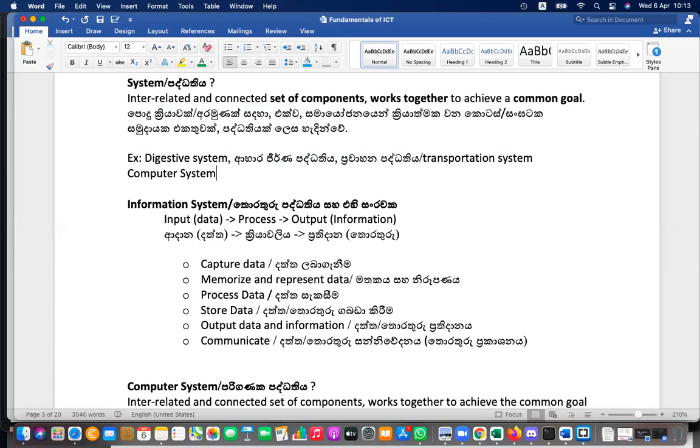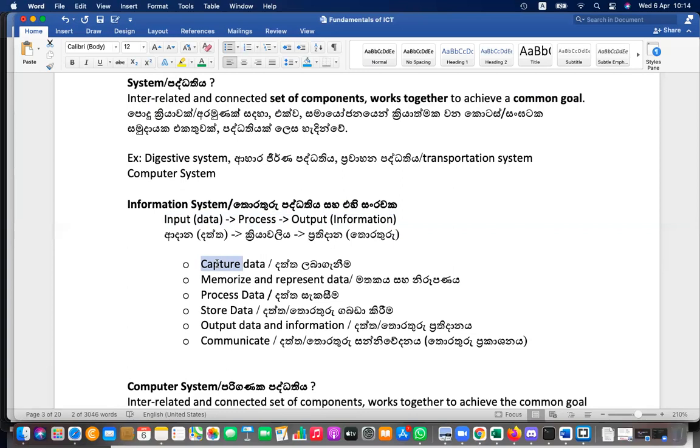So what are the components of a computer system? CPU, input, output, a lot of things. But you can easily categorize them if you know how an information system behaves. So we know the abstract model, right? Data will be processed and information is created. According to that, an information system should behave. In order to process data, we need to capture data. That is a must. Without capturing, we can't do anything. First, we have to capture.